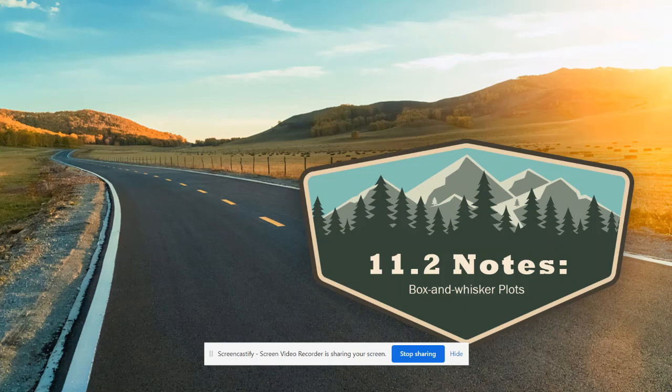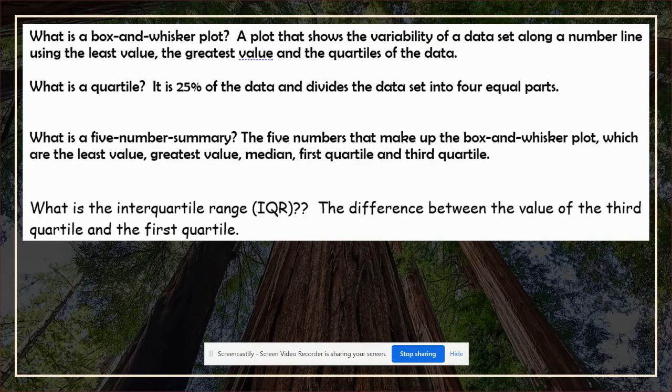Welcome back, everybody. We're continuing on with our data analysis and discussing box and whisker plots today. If you would pause the video and jot down these vocabs.